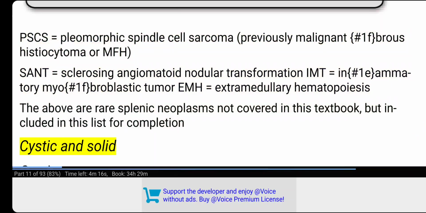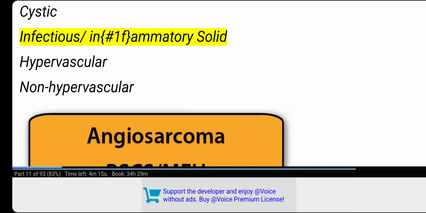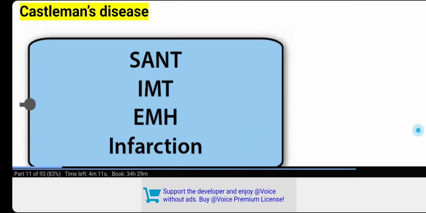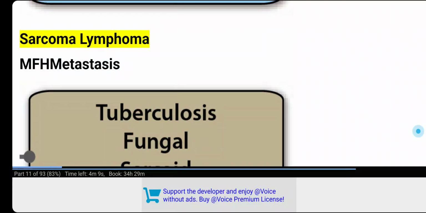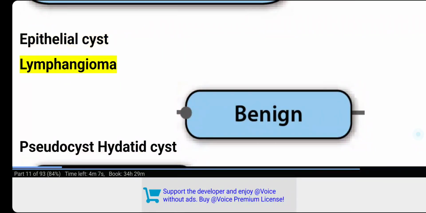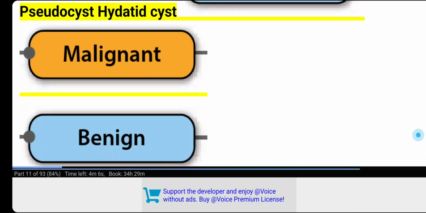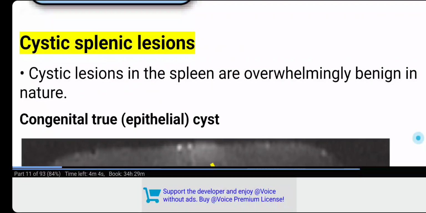Cystic and solid. Cystic: infectious, inflammatory. Solid, hypervascular: hamartoma, Castleman's disease. Non-hypervascular: sarcoma, lymphoma, MFH, metastasis. Cystic: epithelial cyst, lymphangioma, pseudocyst, hydatid cyst.